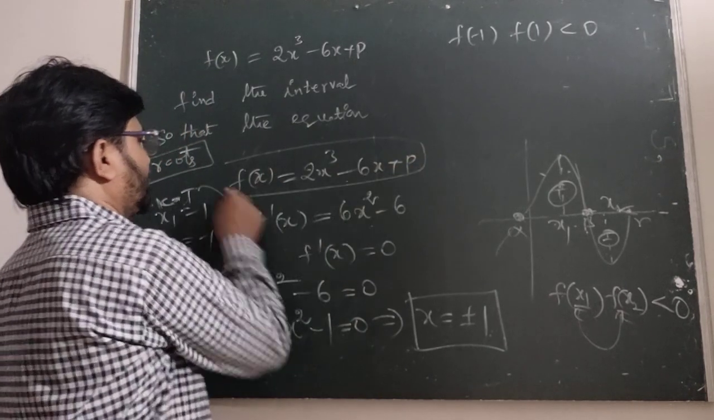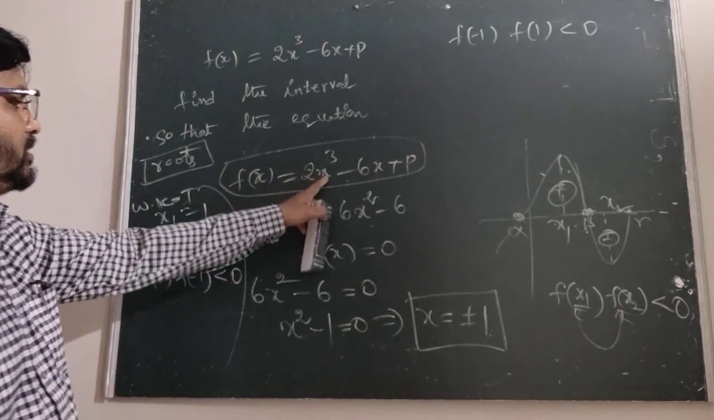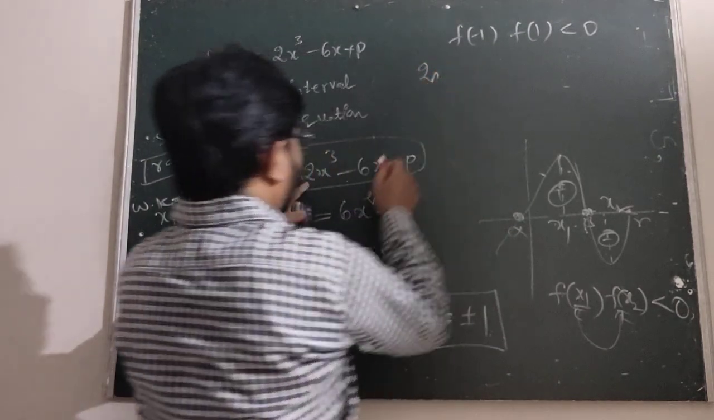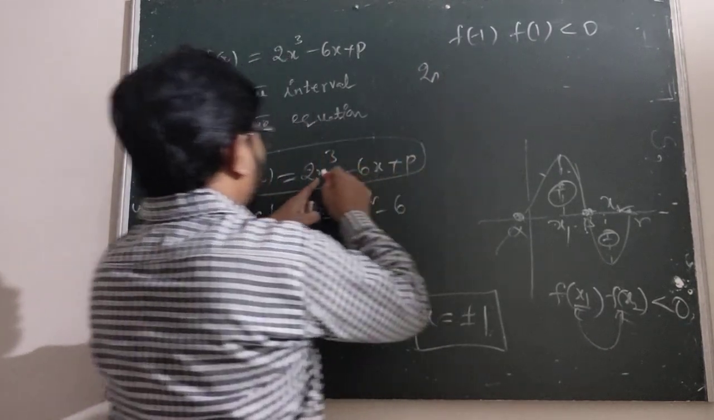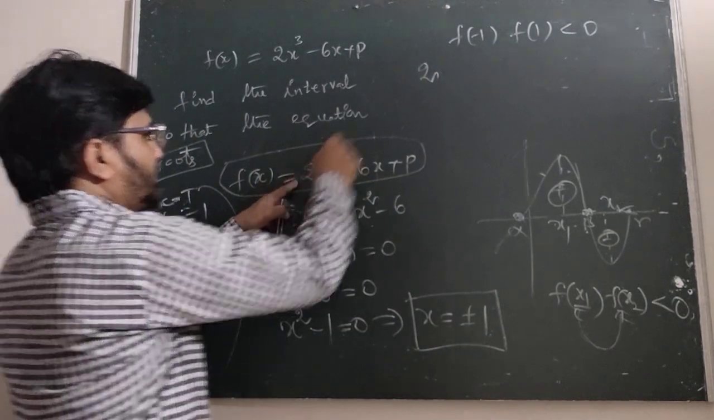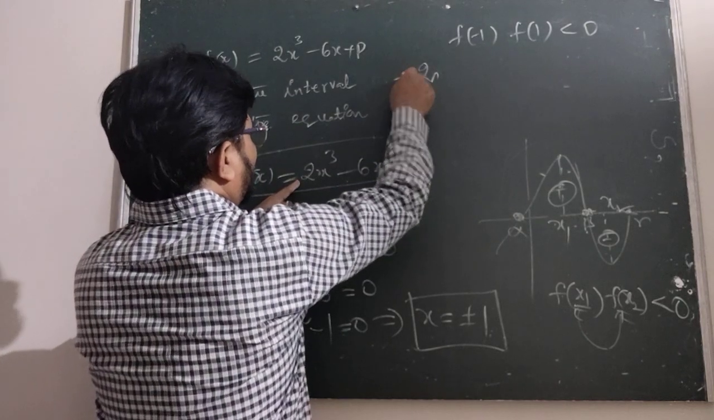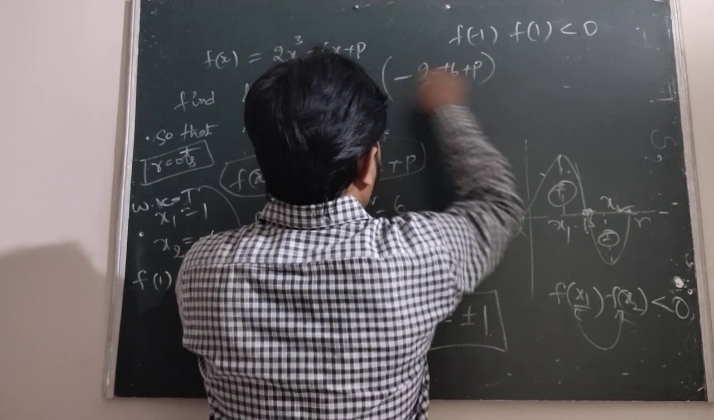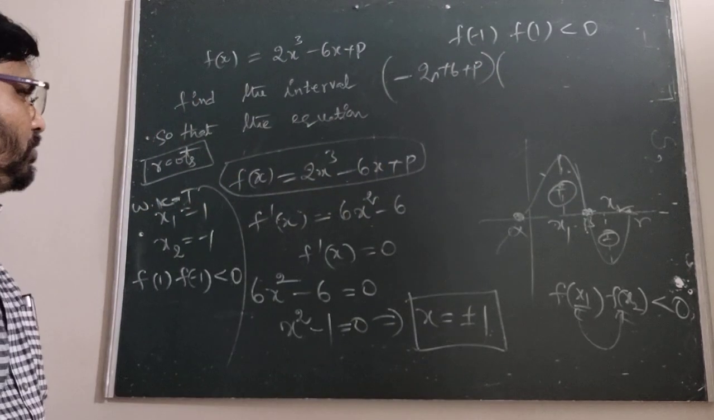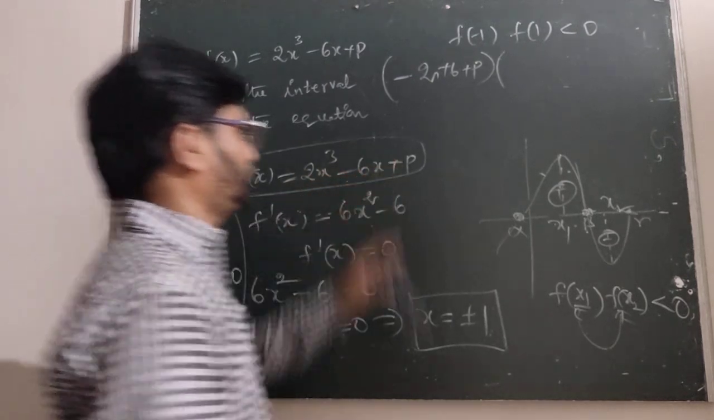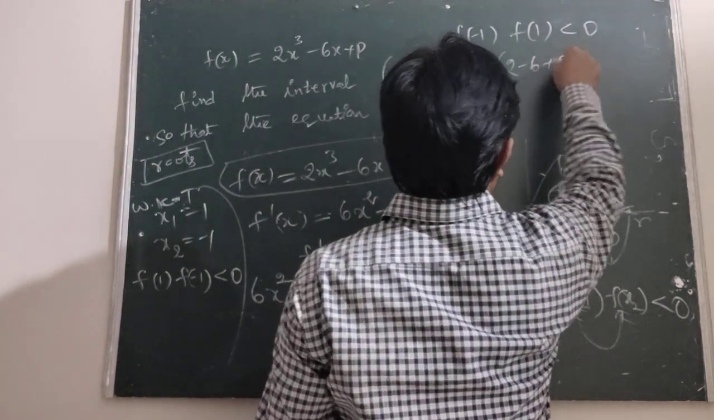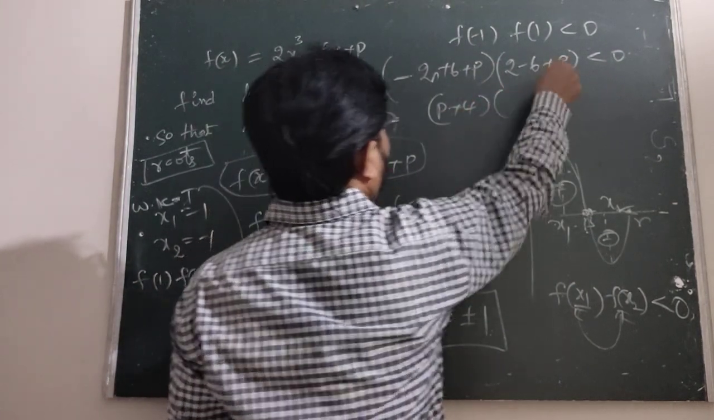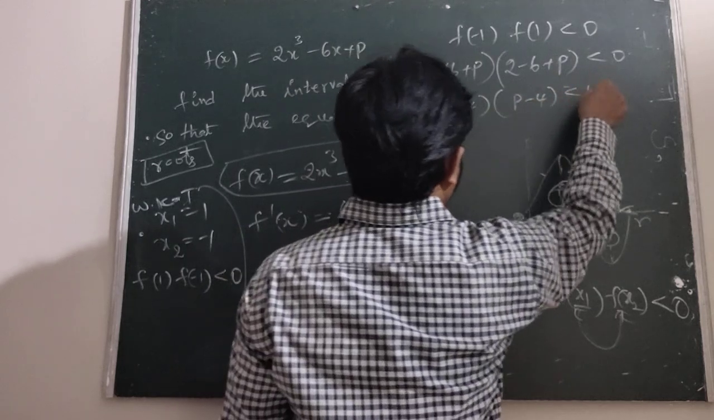Now f(-1): (-1) cubed is minus, and minus into 2 is -2. Minus of minus gives plus 6, plus p. That is f(-1). Now f(1) is 2 - 6 + p. So this is (p + 4)(p - 4) less than 0.